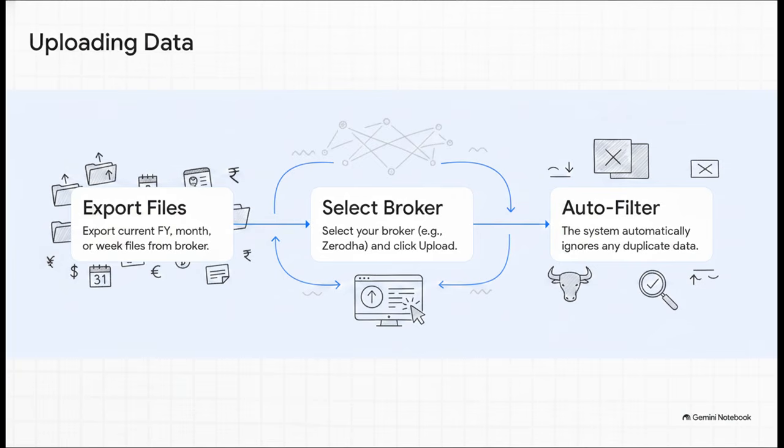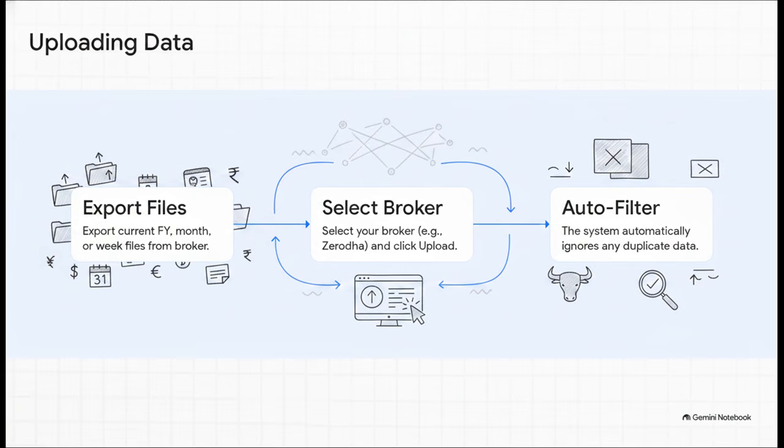Right from your dashboard, you just click Upload, select your broker, like Zerodha for example, and drop in your financial year, month, or week files. And here's a feature I absolutely love. The system intelligently ignores duplicates, so you literally never have to worry about messing up your database or artificially inflating your trade count if you happen to upload overlapping files from different weeks.